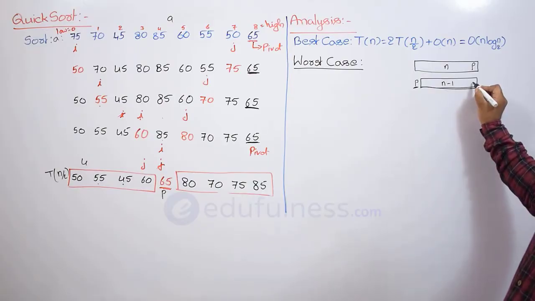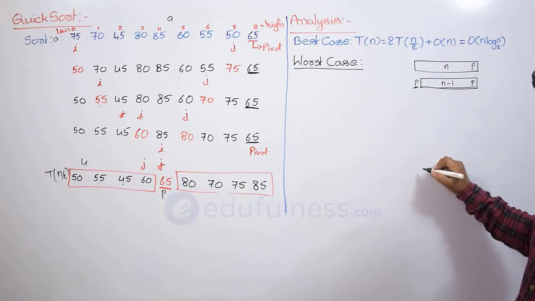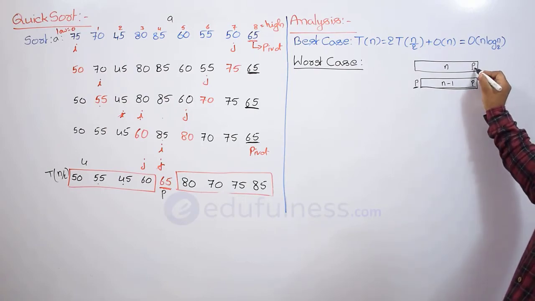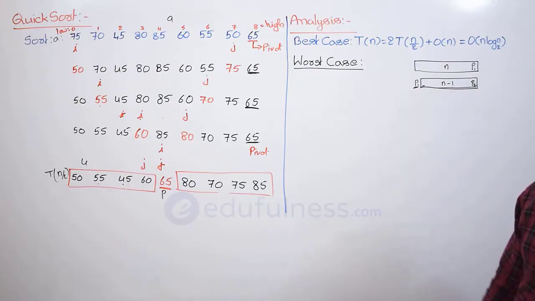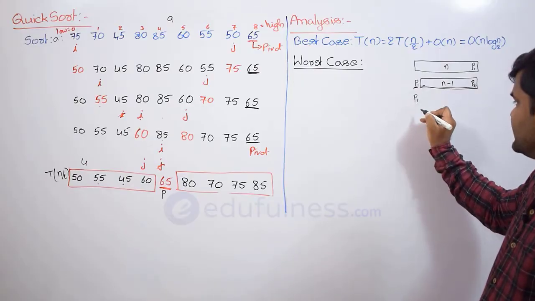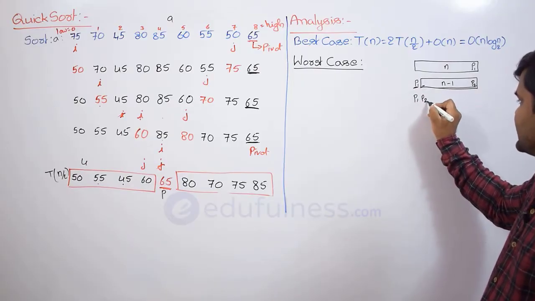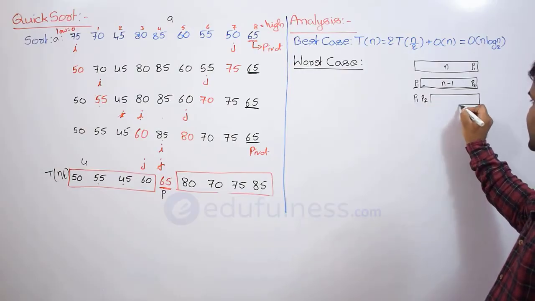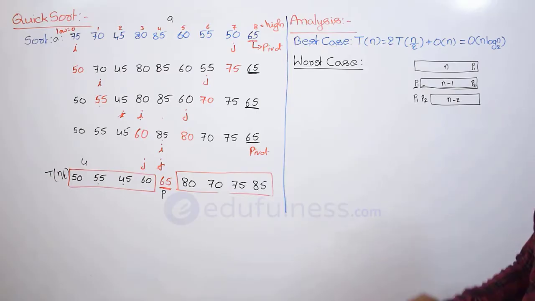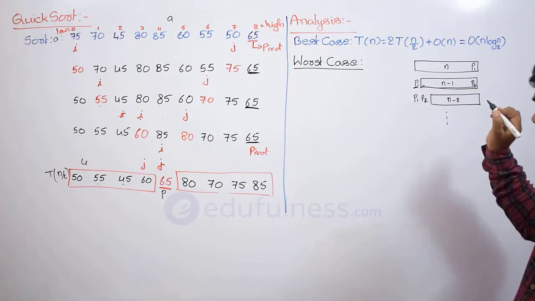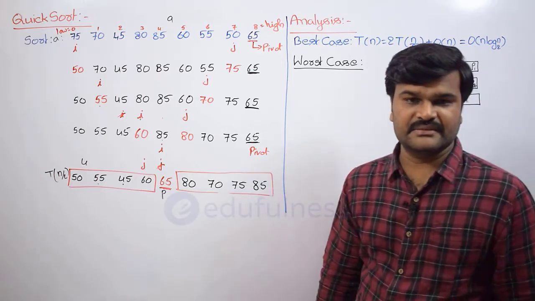And next, if you take a pivot element, assume that this pivot element is also placed in the first position. So if P1 is here, P2 is here. That means the remaining subproblem size is n minus 2. Like this it keeps moving. This is the worst case scenario.